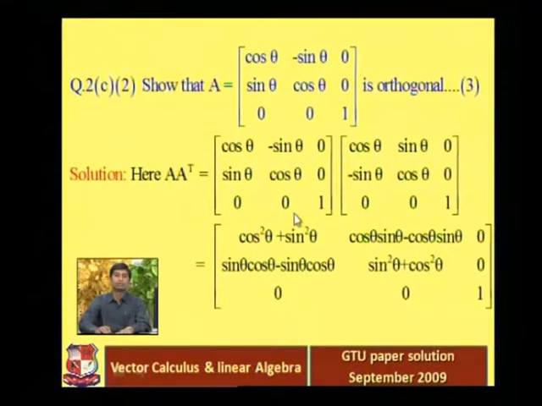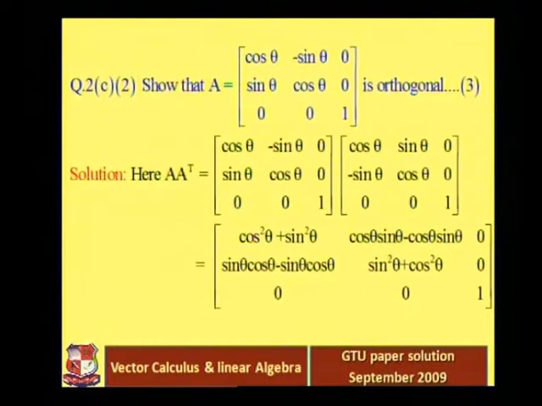Now you should know that when we multiply any two matrices, there is a condition for multiplication of two matrices. The number of columns in the first matrix and the number of rows in the second matrix must both be the same. Here both matrices are square matrices, 3 cross 3 matrices, so the number of columns or rows in any matrix are all the same.